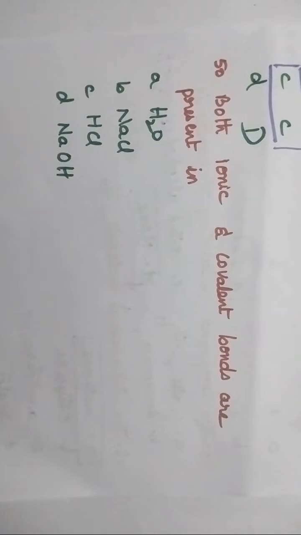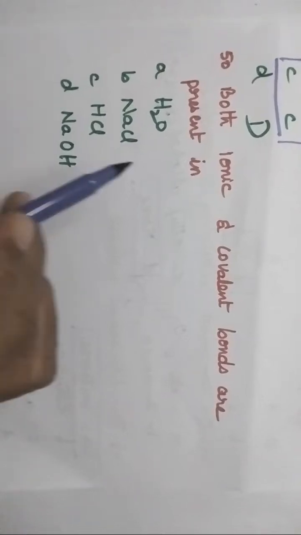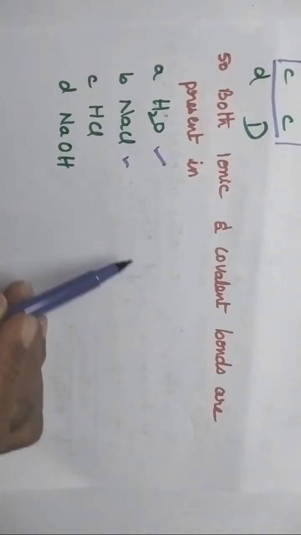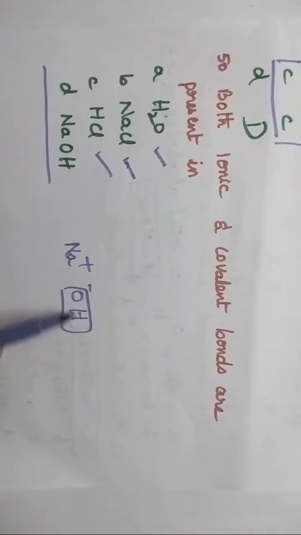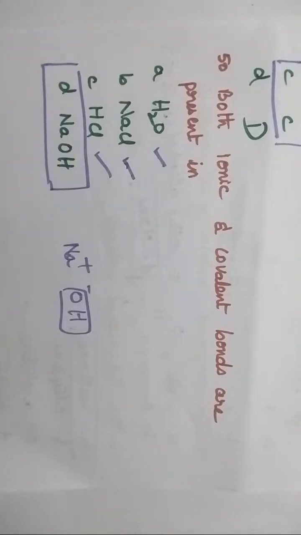Coming to the last question. Both ionic and covalent bonds are present in which of the following compounds? Water is having covalent bond, NaCl is having ionic bond, HCl is having covalent bond, and what about NaOH? Na plus OH minus ionic bond, and in OH covalent bond is present, so it contains both ionic and covalent bonds.